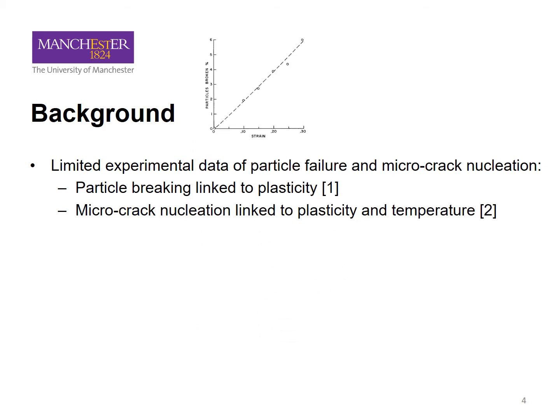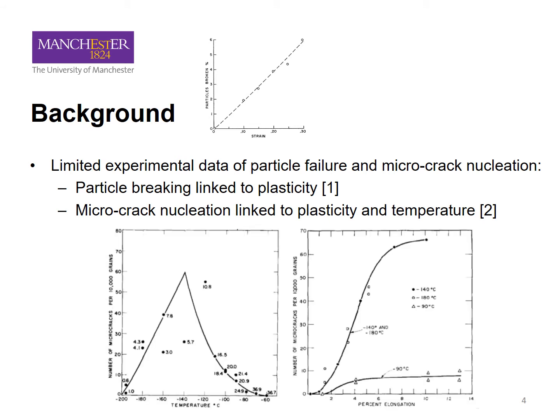We also know that microcrack nucleation is linked to plasticity and temperature from work by McMahon. Here on the left we have the number of microcracks per 10,000 grains on this axis for different temperatures. These numbers show the plastic strain achieved in the test. What you can see is at low temperatures below -140 there's a roughly linear relationship between plastic strain and the number of microcracks. However, at higher temperatures, even at much higher levels of plastic strain, there are fewer microcracks.